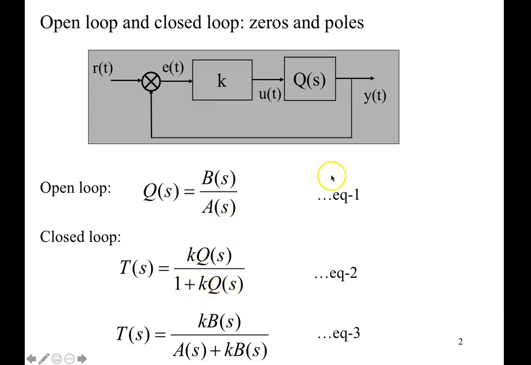If I substitute equation 1 into equation 2, this becomes B over A, this becomes B over A. If I multiply A to the numerator and the denominator, I get k times B(s) divided by A(s) plus kB(s). k is a parameter for the control that we're trying to see its effect on the closed loop poles.